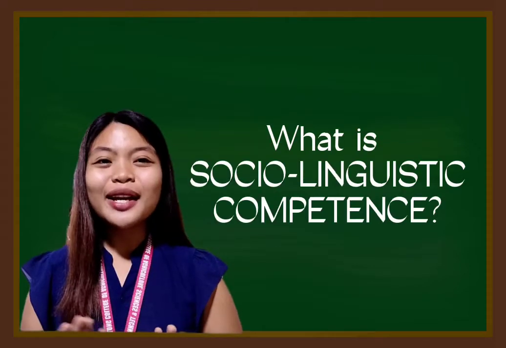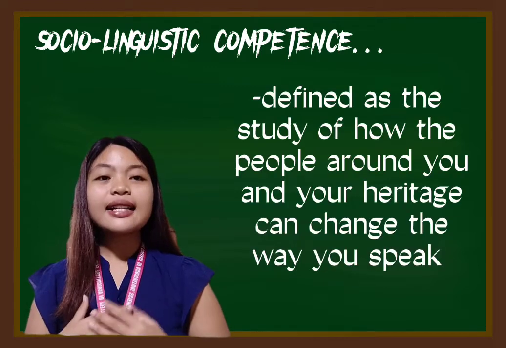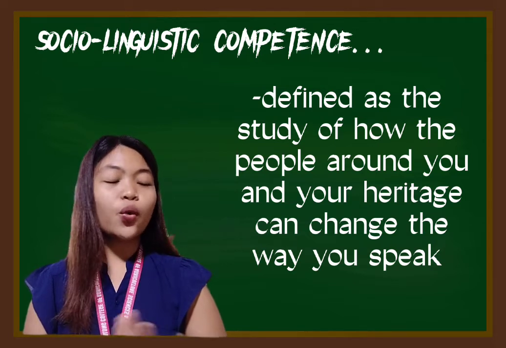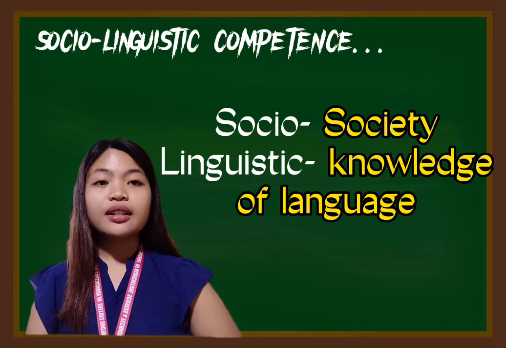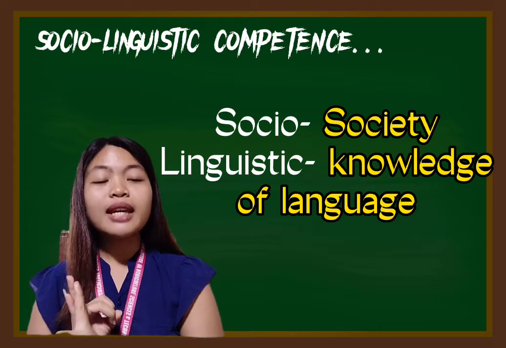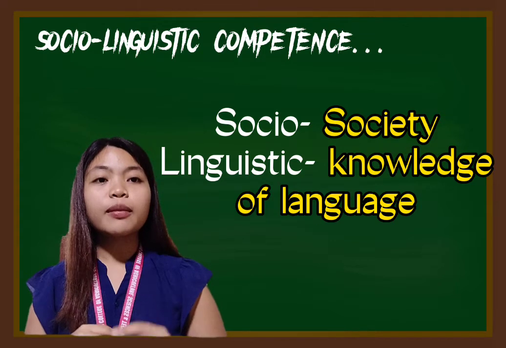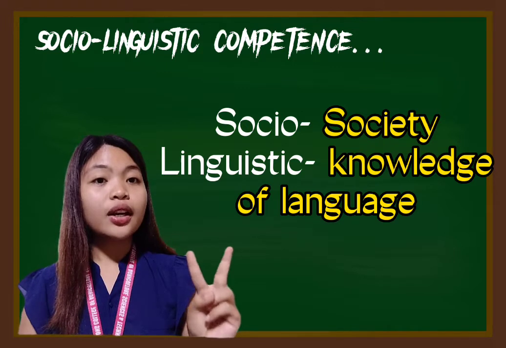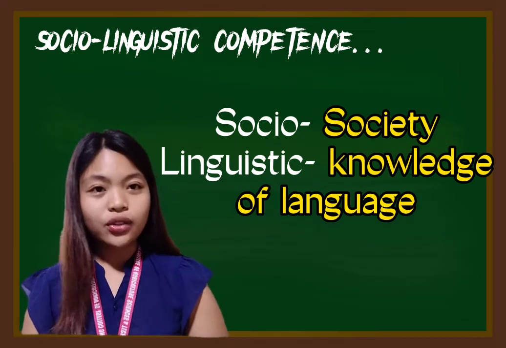So what is sociolinguistic competence? Sociolinguistic competence is defined as the study of how the people around you and your heritage can change the way you speak. Also, sociolinguistics requires two important things: first, the society or the person you are going to talk to; second, the means or tools used to talk to a person. Also, sociolinguistic comes from two words. Socio refers to society. Second, linguistic, which is the knowledge about language.